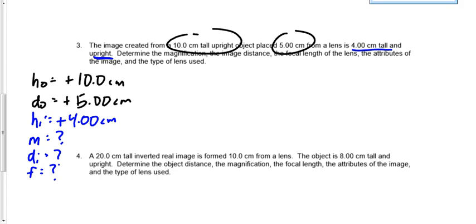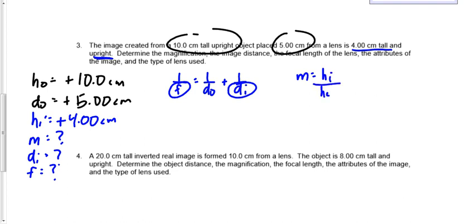So what do we want to start off with? Well, we really have 3 equations. Let's go with 1 over F is equal to 1 over DO plus 1 over DI. F we don't know. DO we have. We don't have DI or F. So we can't do that. Let's try one of our other equations. M is equal to, let's go, HI over HO. HI is 4. HO is 10. That gives me 0.400.